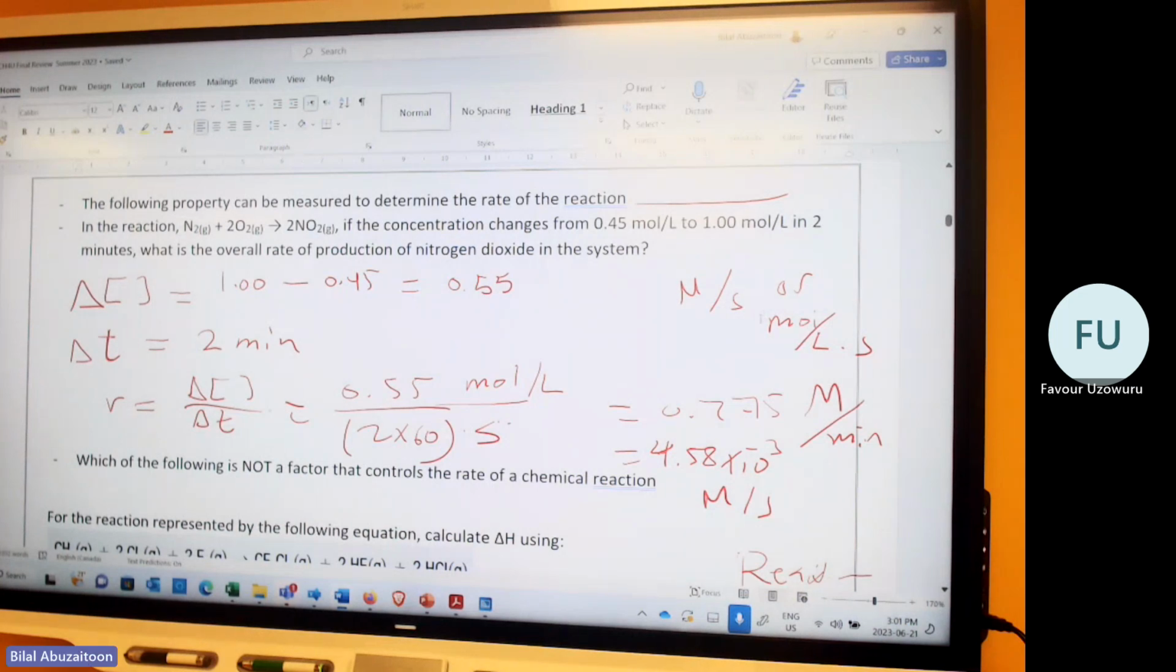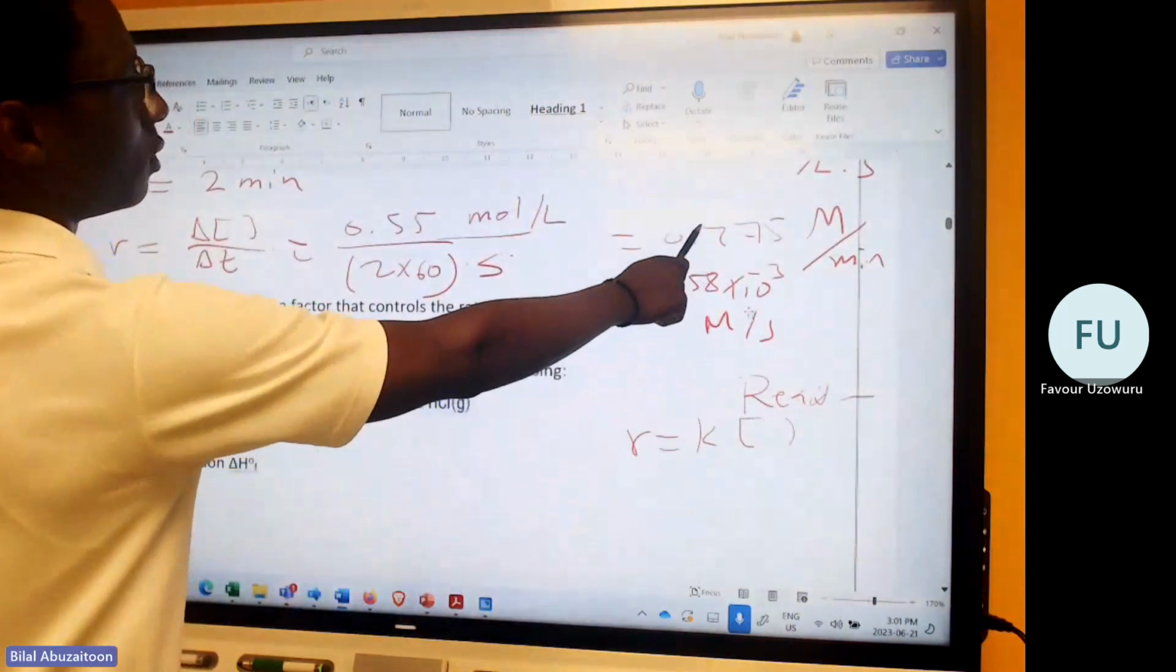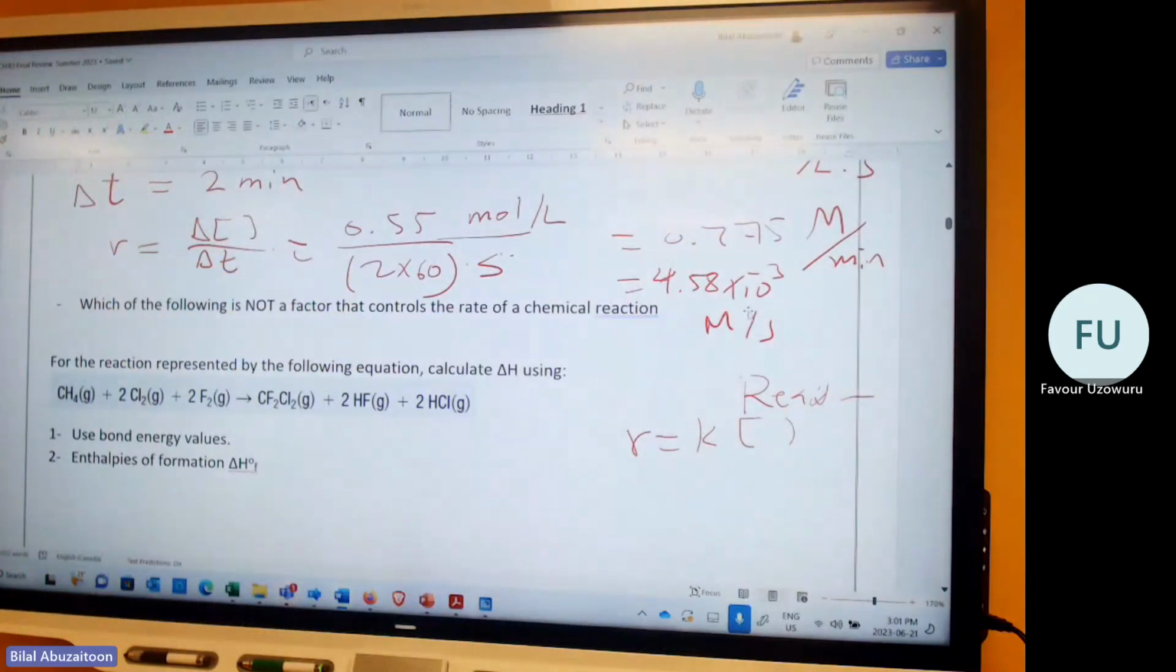So leaving it this way is correct, 0.275 mole per liter minute. But if the question gives you multiple choice with the unit mole per liter second, then it should be 4.58.